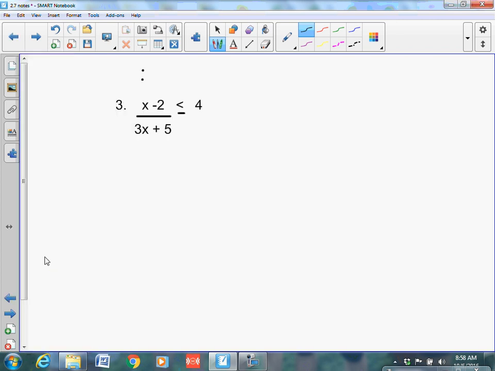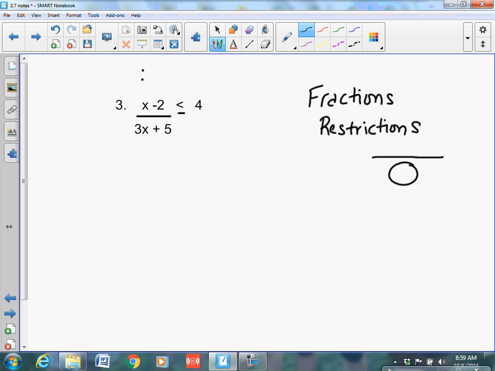So, x minus 2 over 3x plus 5 is less than or equal to 4. Whenever you have fractions, this is new, I've already talked about it, you'll have restrictions, correct? There's something in math that you can never have in the denominator, and it's the number 0, right? You can never have 0 in the denominator in math.